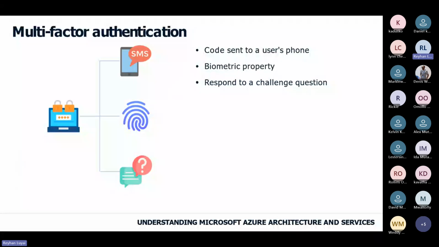This could involve a code being sent to a user's phone, a biometric property like a fingerprint, or asking the user to respond to a challenge question. By combining two or more elements, it reduces the impact of credential exposure, and it makes it more secure than single-factor authentication, where we just have a username and a password being required. So enabling multi-factor authentication is very crucial for strong security, as you can see.